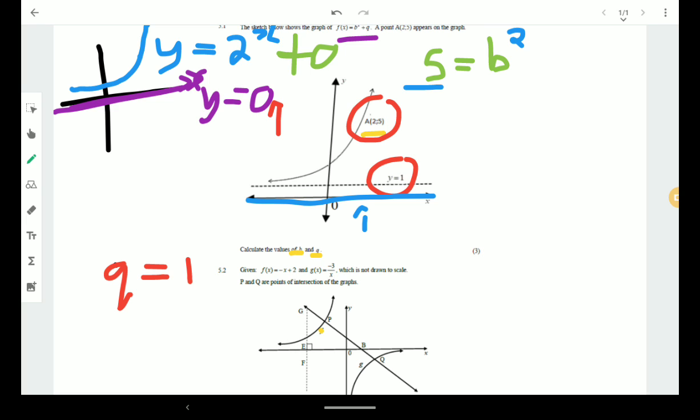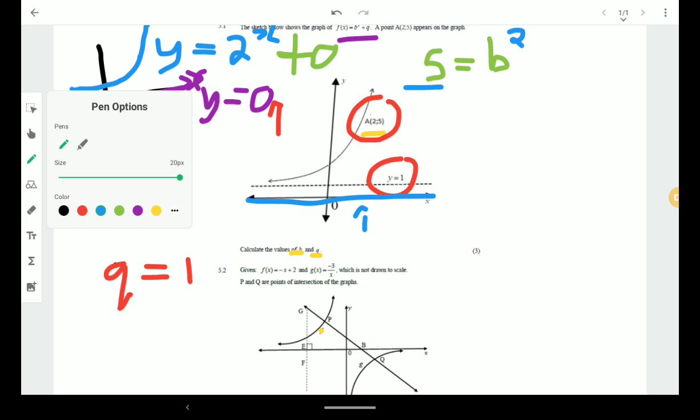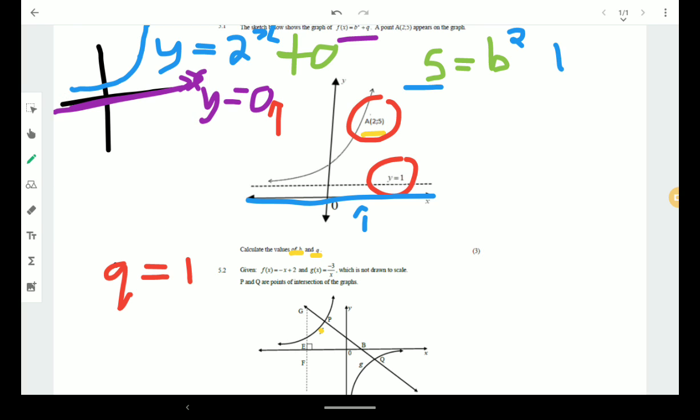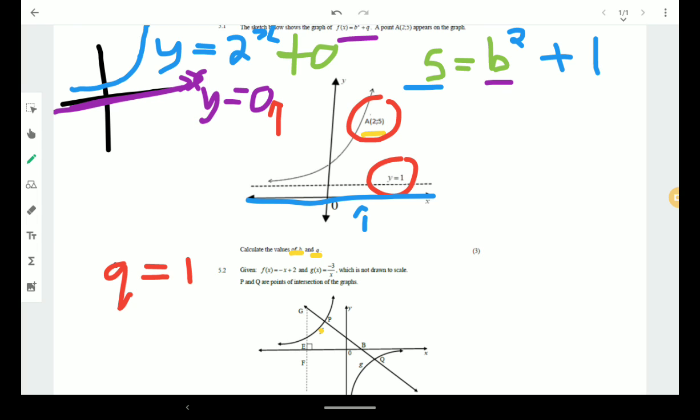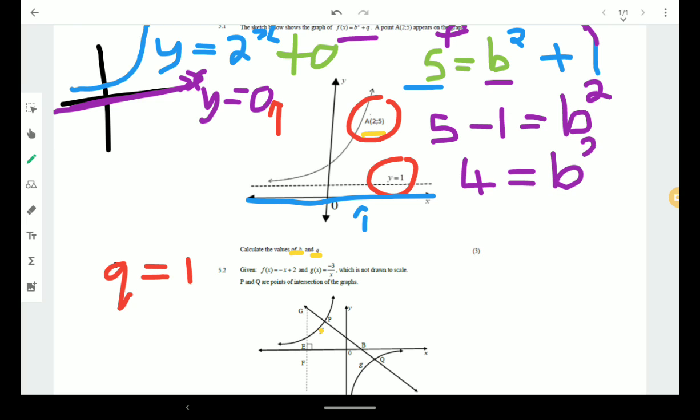And then we also know the value of q, it was given in the statement, it is plus 1. So the only variable that we have is b. So we need to calculate b. The first step, we transpose 1 to this side. If we transpose 1, it changes the sign. We have 5 minus 1 = b^2. That means 5 minus 1 is 4. So 4 = b^2.